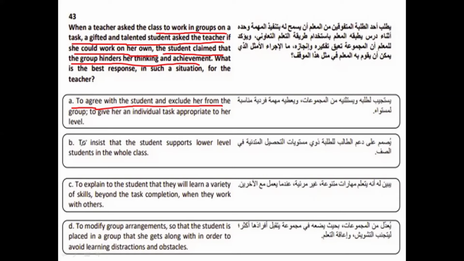To insist that the students support the lower level. There's no type of insisting, okay? This is about what the teacher is planning. This is your planning, okay? Second, to explain to the student that they will learn a variety of skills, that means you are trying to convince them why they are being in the group. Tell the purpose of this activity. There's a reason behind that, okay?